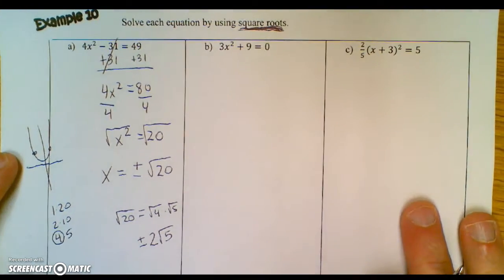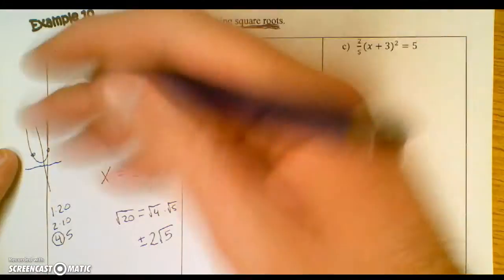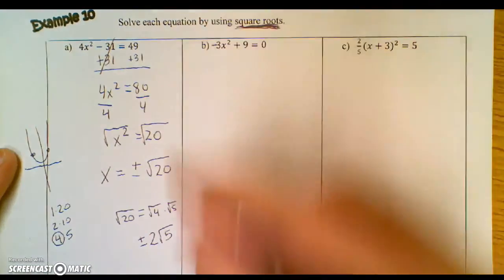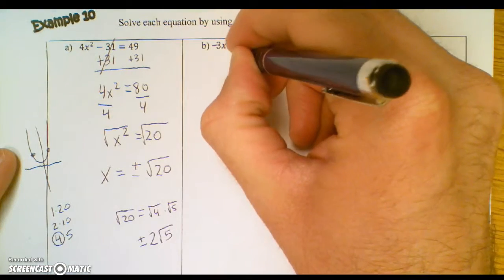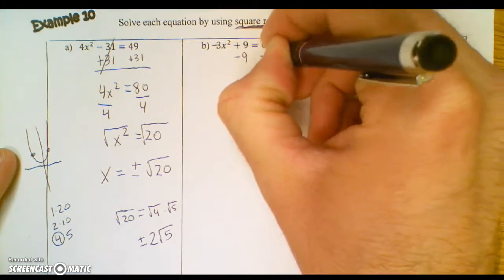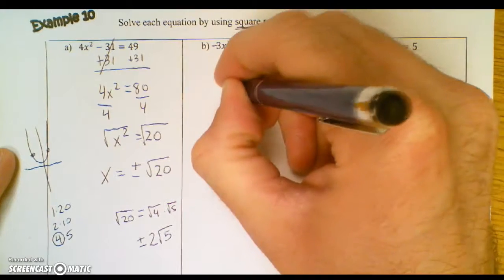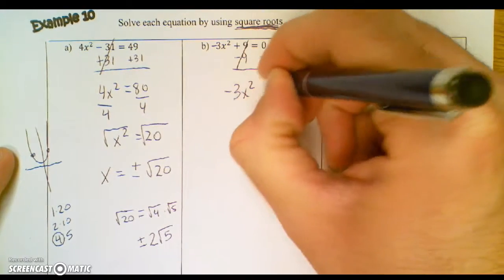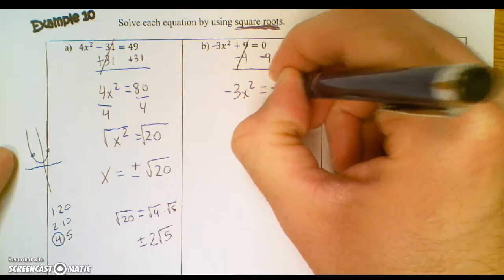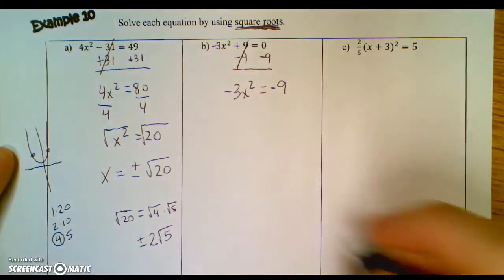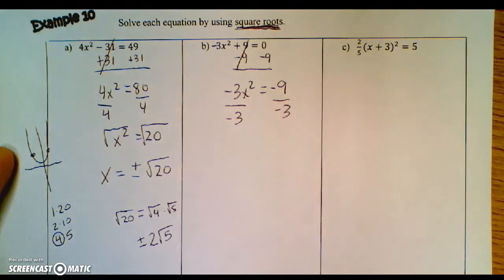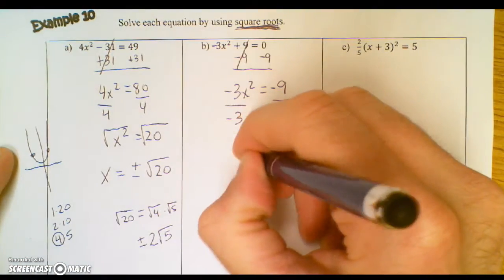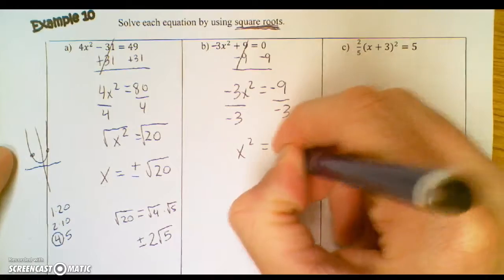Okay, let's look at letter B. There's a typo on here. This should be a negative 3x squared, so please make sure to add that. So here, again, isolate the x squared, subtract 9 on both sides. So I get negative 3x squared. 0 minus 9 is negative 9, and then divide by negative 3. So x squared equals 3.